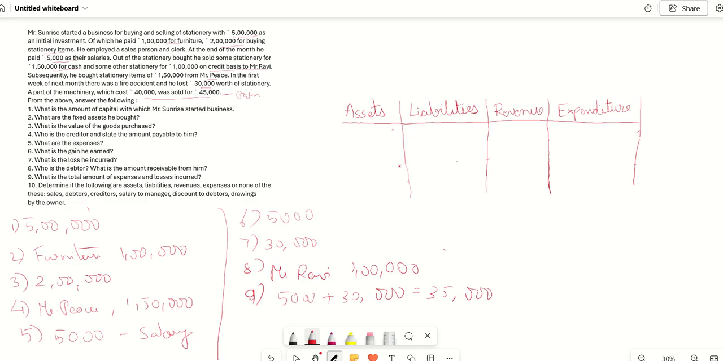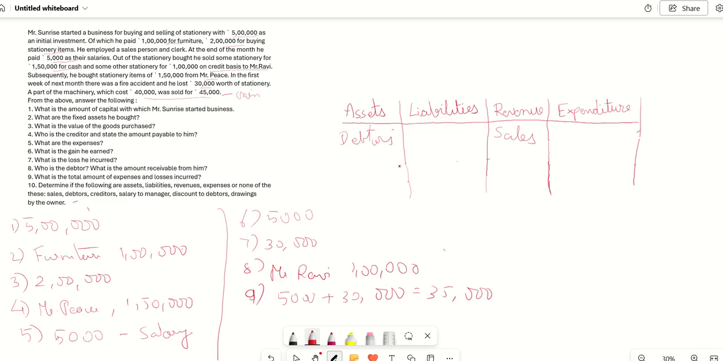Next one, determine whether the following are assets, liabilities, revenues, expenses, or none of these. So we have to categorize the following items, whether they come under assets or liabilities, revenue or expenditure. I have already given various columns. Now let's see. Sales. Sales means money is going to come in, it will come under revenue. Okay. And then debtors. Debtors are your current assets. So we will put under assets.